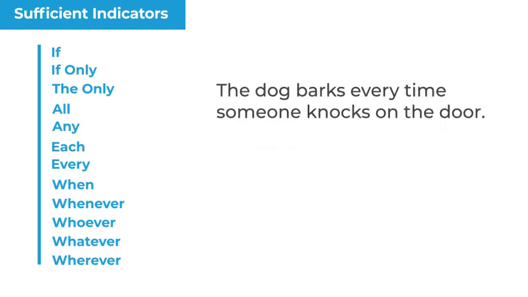The dog barks every time someone knocks on the door. Inside of this statement, there's a word from the list that helps us organize the relationship. And that word is the word every. Every introduces a sufficient condition. So you could think of the word every as like if. If someone knocks on the door, then the dog barks. Right? So every time someone knocks on the door, that tells us that knocking on the door should be on the left side of the relationship and barking should be on the right side of the relationship.